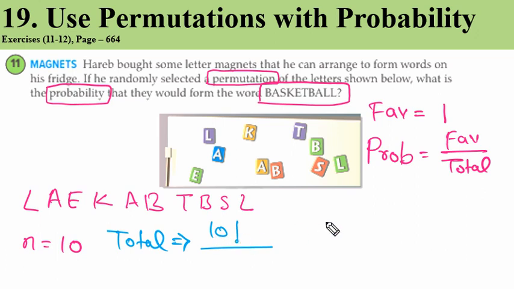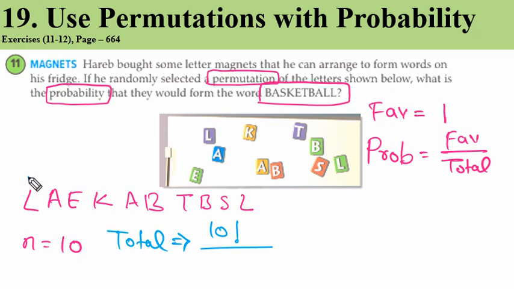If you had 9 letters, 9 factorial. If you had 8 letters, 8 factorial. If you have 7 letters, 7 factorial, and so on. Now if there is no repetition, you have to do nothing, and the total will be 10 factorial. But in this question there is repetition. What do I mean by repetition? That a letter appears multiple times.